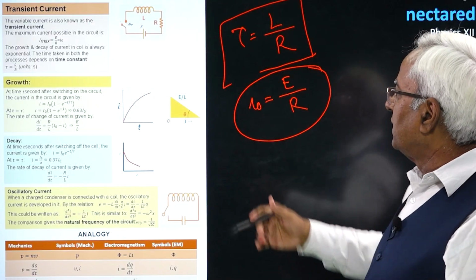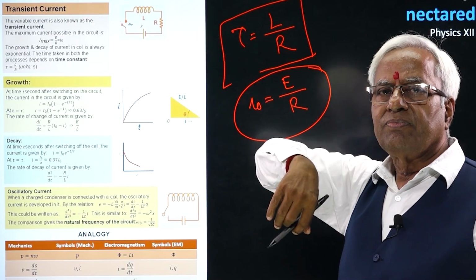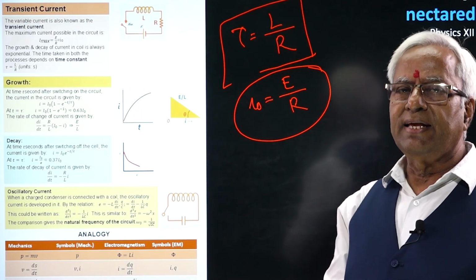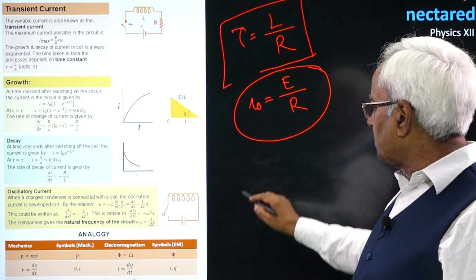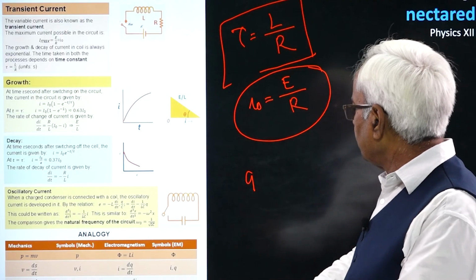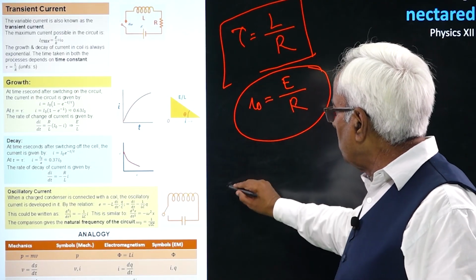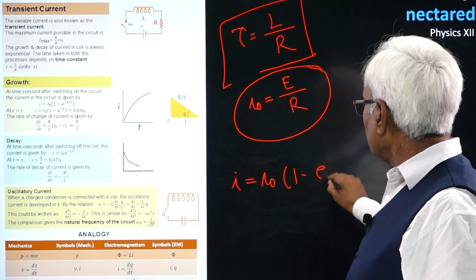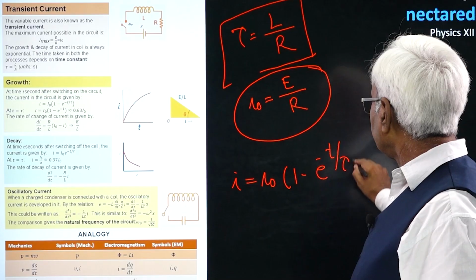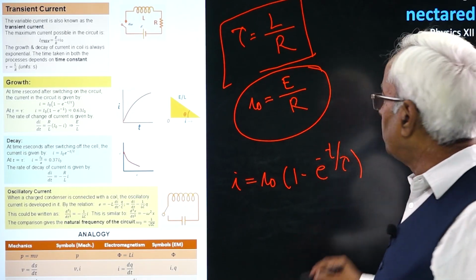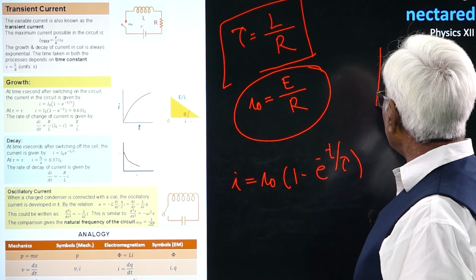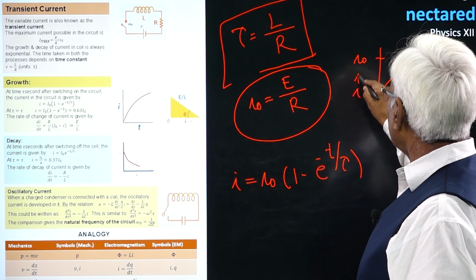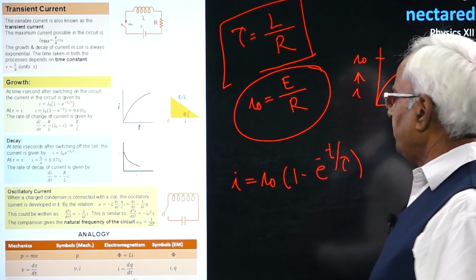Suppose you start the key, the current will become this maximum value, but it will take some time. T seconds after starting the circuit, the value of current could be given by the relation given over here. Meaning this is going to be exponential. It could be plotted this way. This is the maximum current I naught, and T.